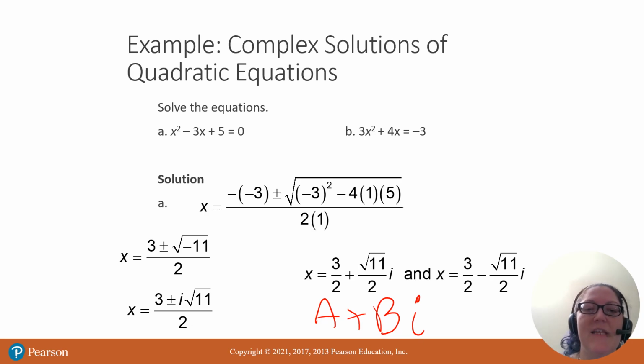So what I've done is I basically took 3 and divided by 2. Then I took the square root of 11 and divided by 2. And then I'm going to pull that i and put it in the very back on the outside of the fraction, but it's still considered in the top, it's basically being multiplied to the fraction. And now it's in that a plus bi mode. And again, one's going to have the plus and the other one's going to have the minus.